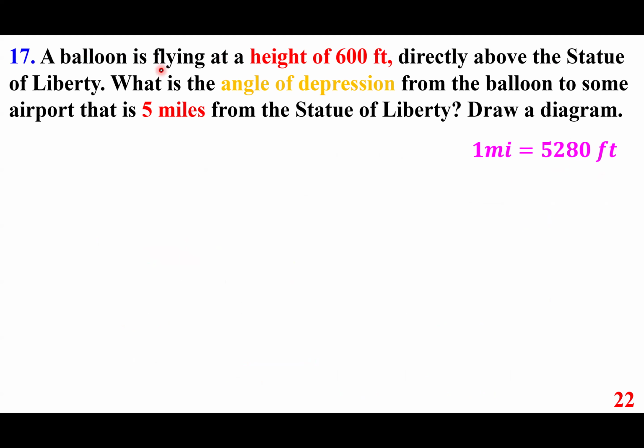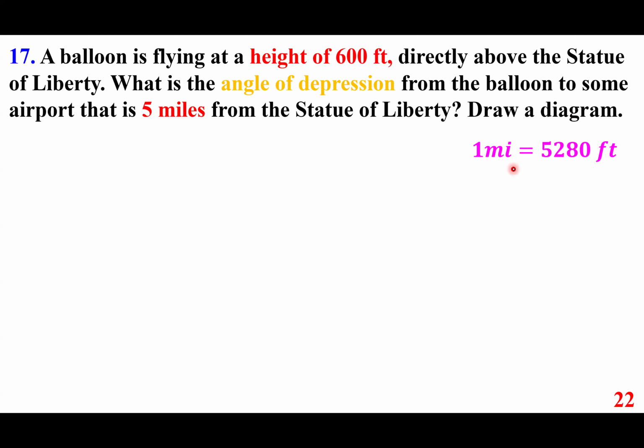A balloon is flying at a height of 600 feet directly above the Statue of Liberty. What is the angle of depression from the balloon to some airport that is 5 miles from the Statue of Liberty? Of course, we have to draw a diagram. This is in feet, this is in miles. We should know 1 mile is 5,280 feet.